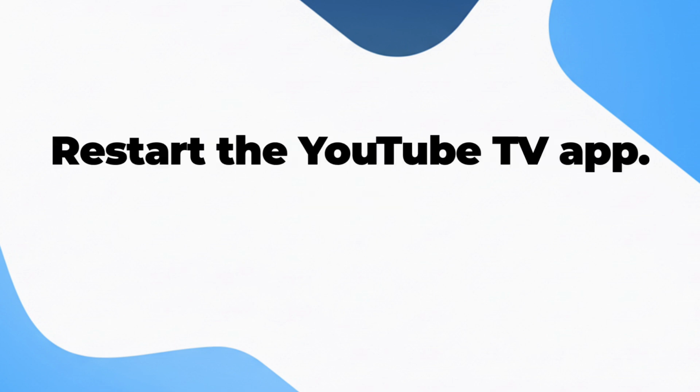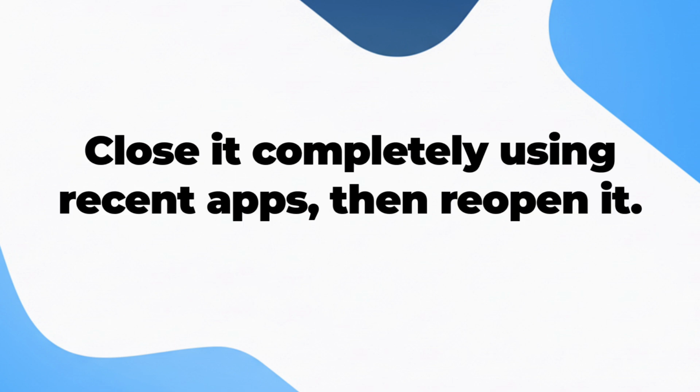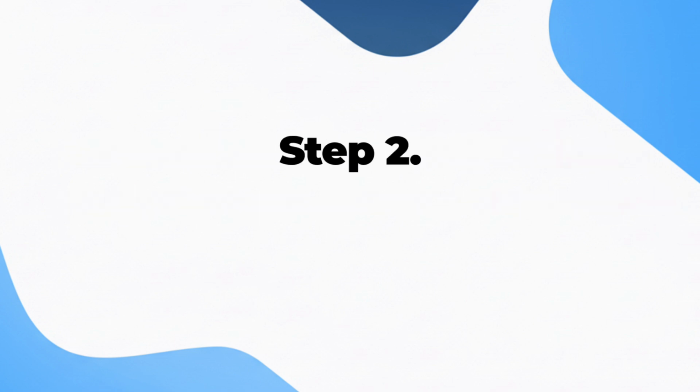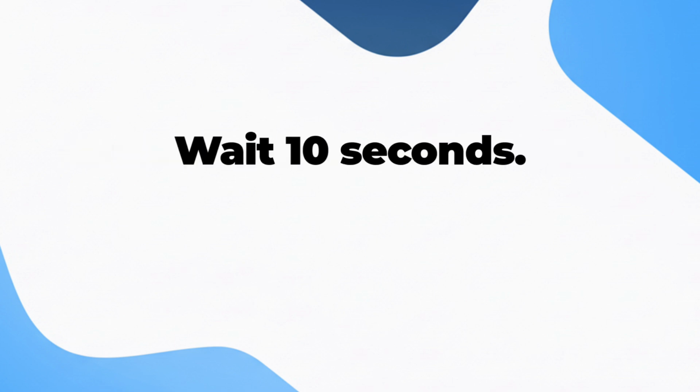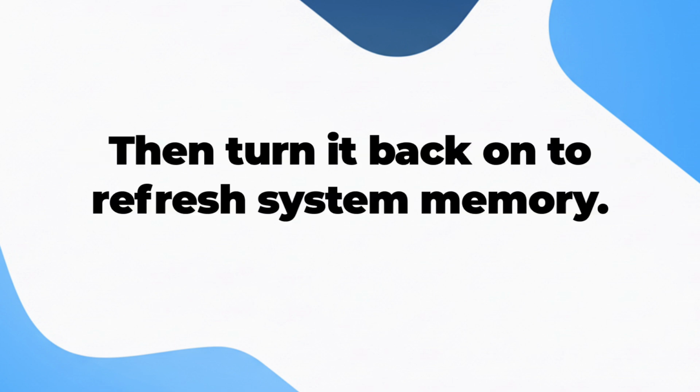Step 1. Restart the YouTube TV app. Close it completely using recent apps, then reopen it. Step 2. Restart your mobile device. Power off, wait 10 seconds, then turn it back on to refresh system memory.